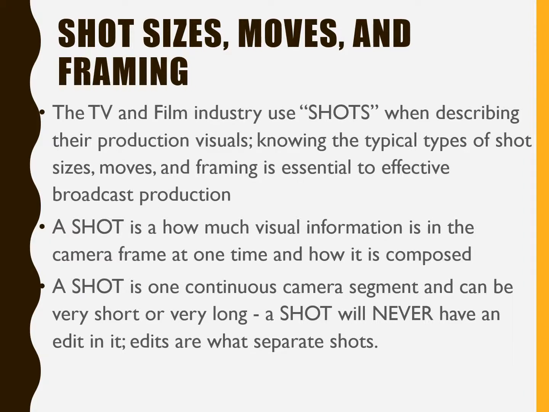So in TV and film, we use what's called shots when describing production visuals. Knowing the typical types of shot sizes, moves, and framing is going to be essential to effective broadcast production. And I want you to think of a shot as how much visual information is in the camera frame at one time and how it is composed, much like a painting, right? Putting things where you want on the screen, canvas, in the frame.